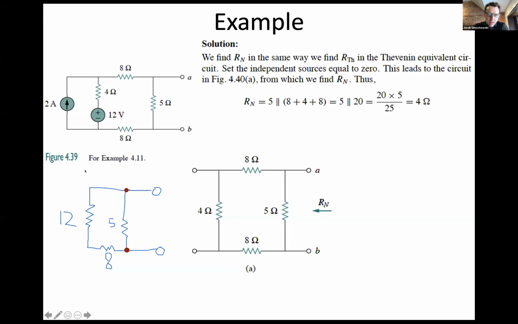Actually, let me just draw it because it may help people. Again, combine the 12 and the 8. This will be 20, and this will be 5, and these are your 2 terminals. Here it's clear that the 20 and the 5 are in parallel and they're not in series. Does that make sense? Yes. Okay, good.